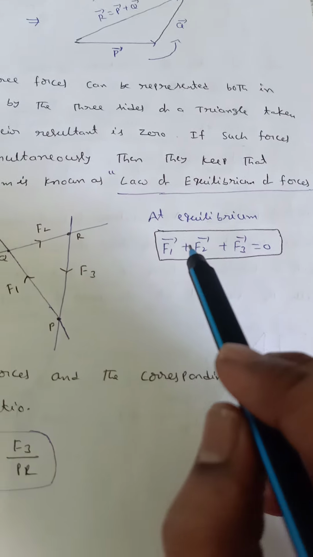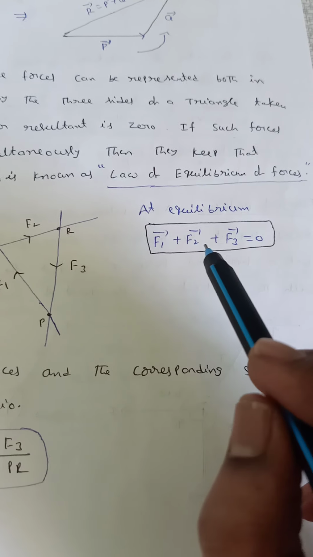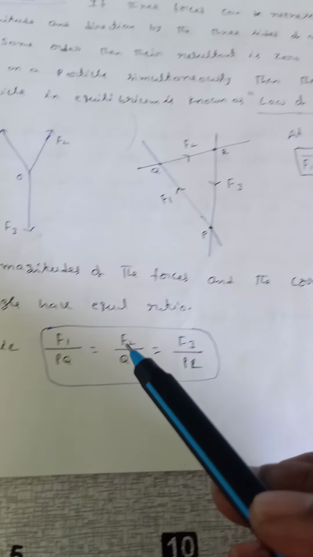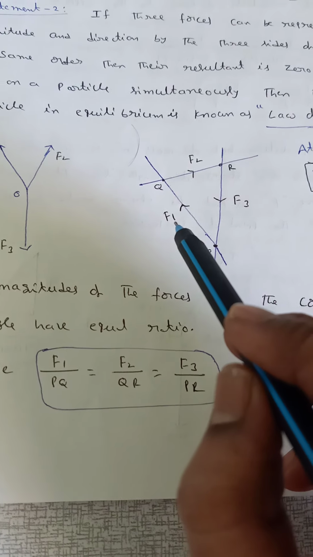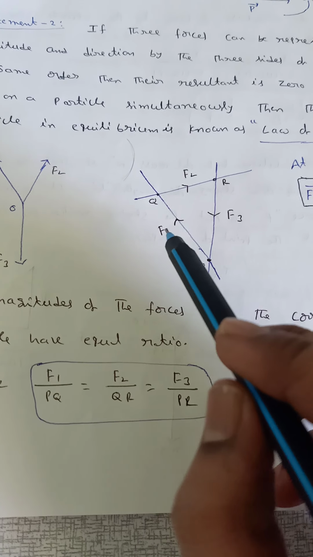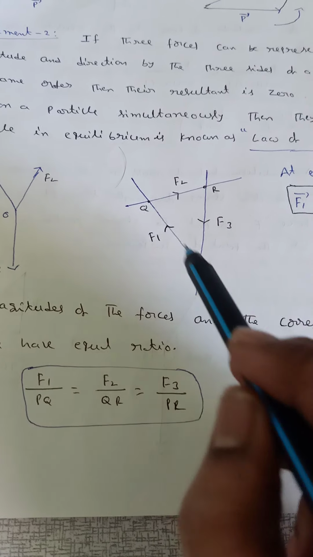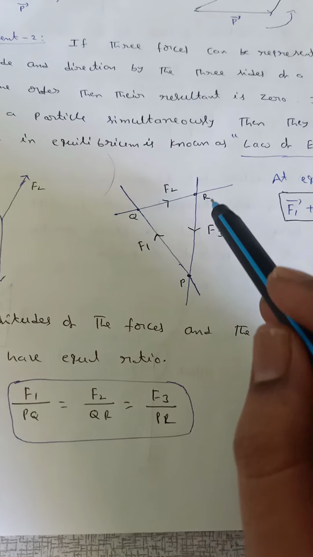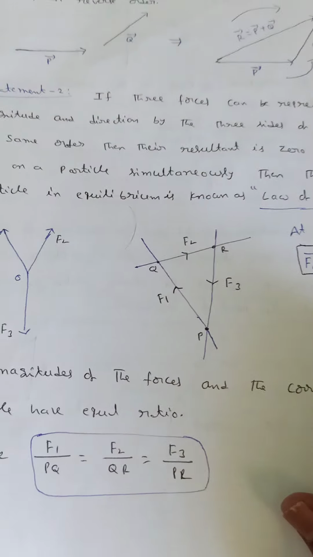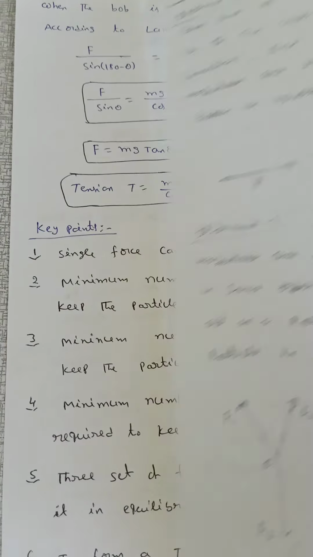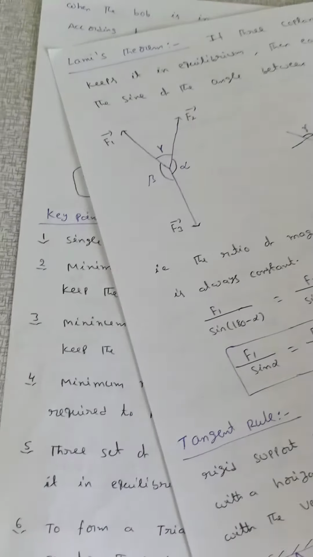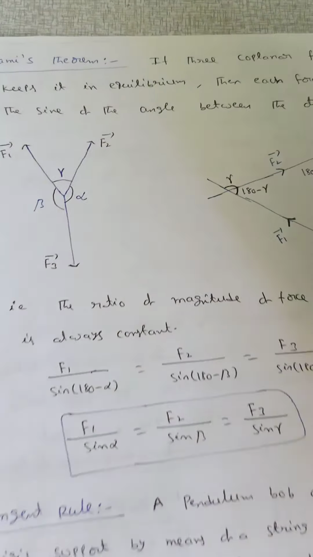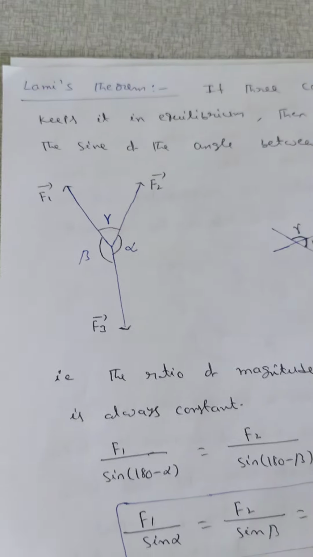These are the two conditions. One condition: F1 bar plus F2 bar plus F3 bar is equal to 0. And another condition: the magnitude of each force divided by its side, F1 by PQ, F2 by QR, F3 by PR. This is the triangle law of vector addition. And the most important theorem is Lami's theorem.